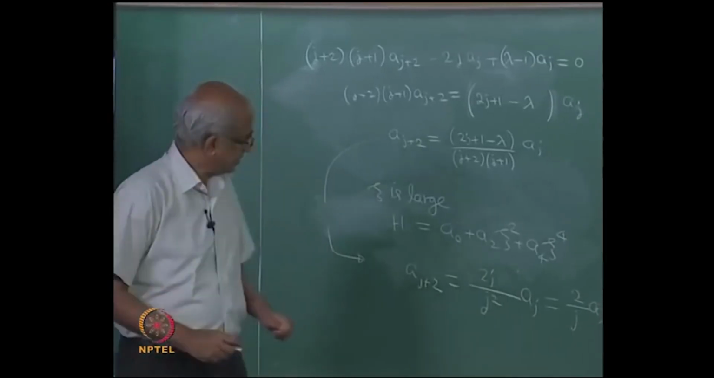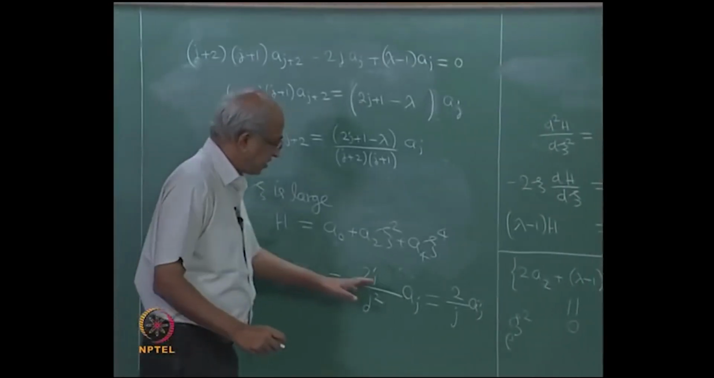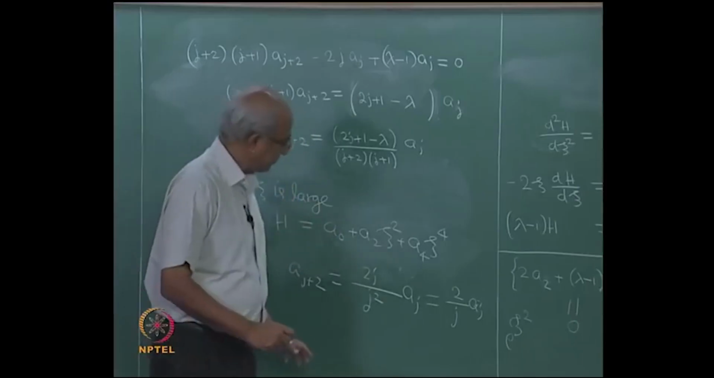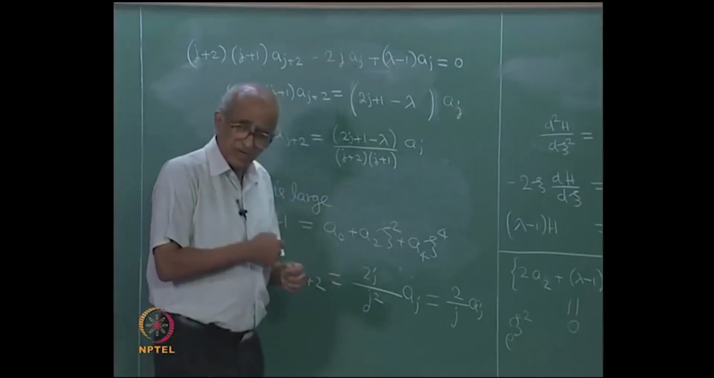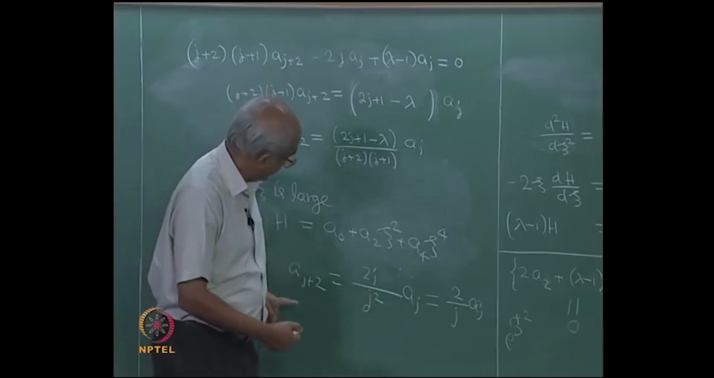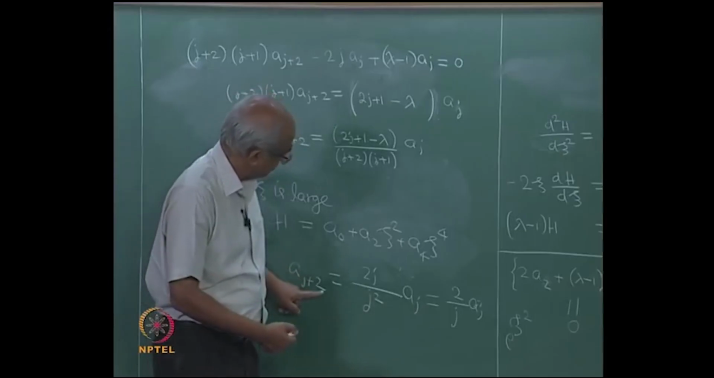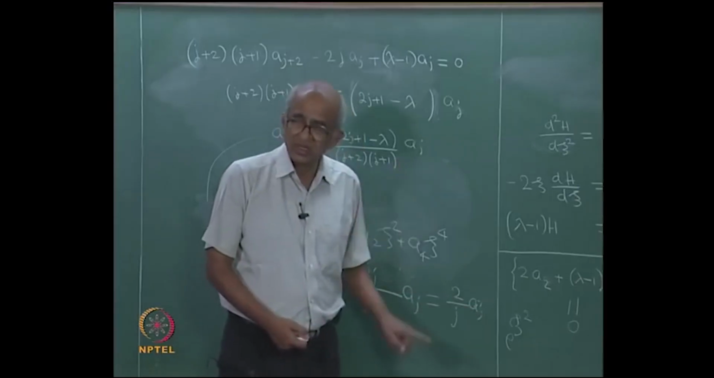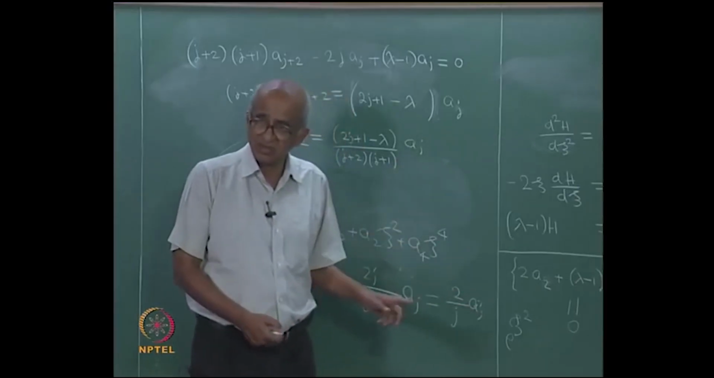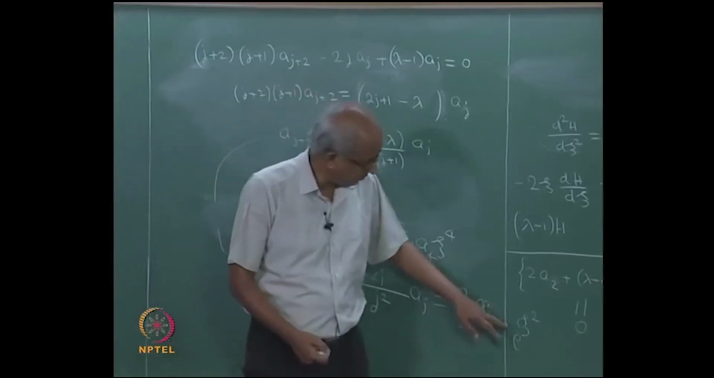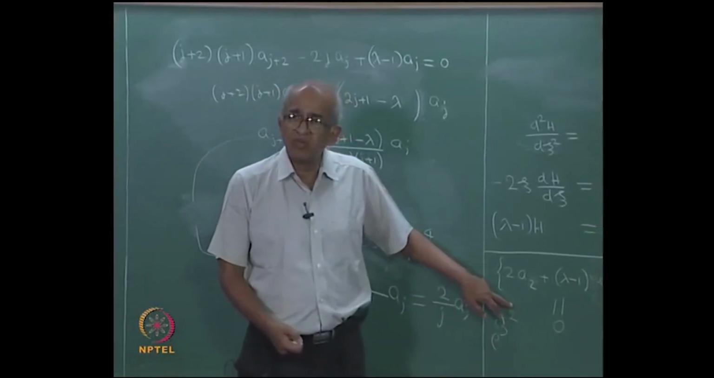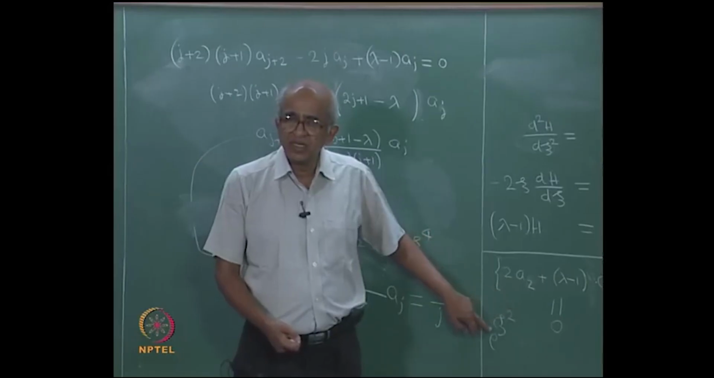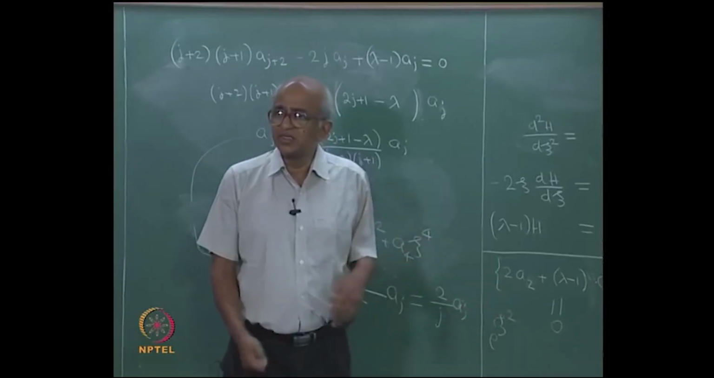If I have an infinite series where for large values of, let me repeat, I have an infinite series where for large values of C, the recursion relationship is given by Aj plus 2 equal to 2 by j Aj. Then my claim is that the series for large values of C will behave like e to the power of plus C square. Now, if it behaved like e to the power of plus C square, is it acceptable?